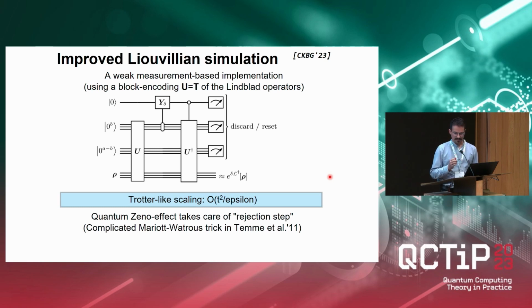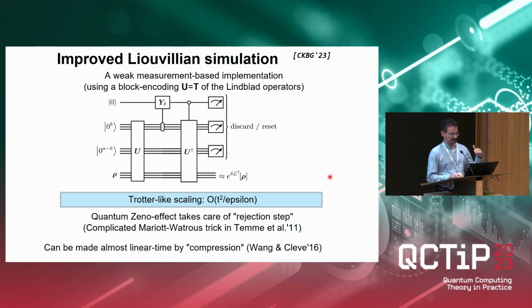And the nice thing here is that the quantum Zeno-like effect which appears in this weak measurement circuit actually takes care of the rejection step, which is one of the major difficulties in the early quantum Metropolis sampling algorithm, which has to be handled by some complicated Marriott-Verstraete type of trick, whereas here it just automatically happens by the Zeno effect. And further, we can improve this to essentially linear time and logarithmic cost in precision by the compression techniques used for this Lindblad evolution by Wang and Cleve, and everything clicks together.